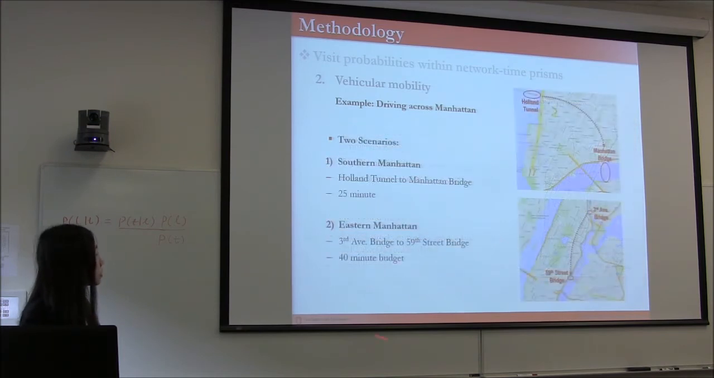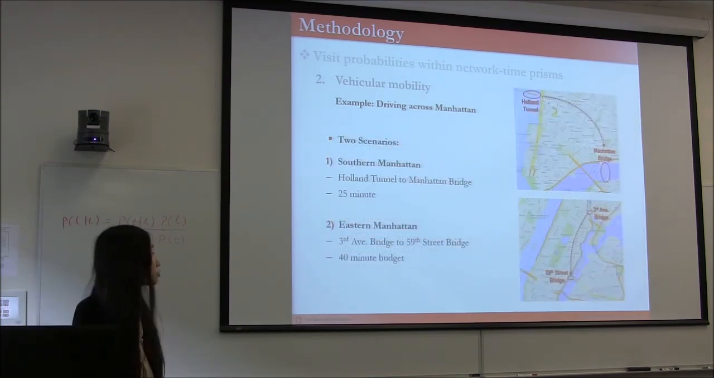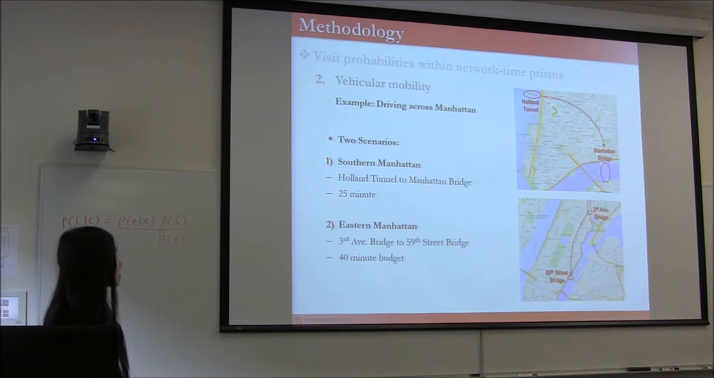So given the data, we create 2 scenarios. The first is driving across southern Manhattan, from the Holland Tunnel to the Manhattan Bridge.